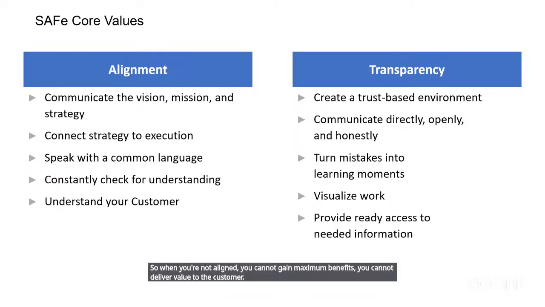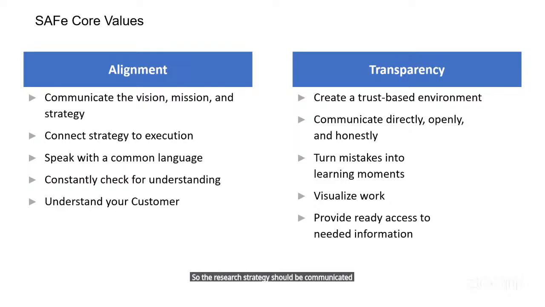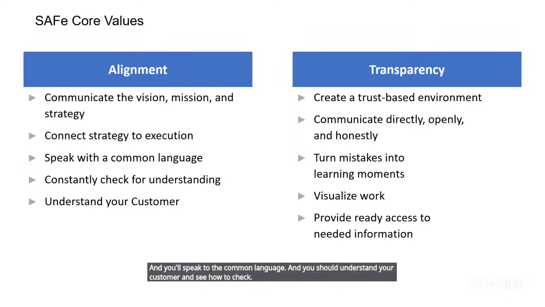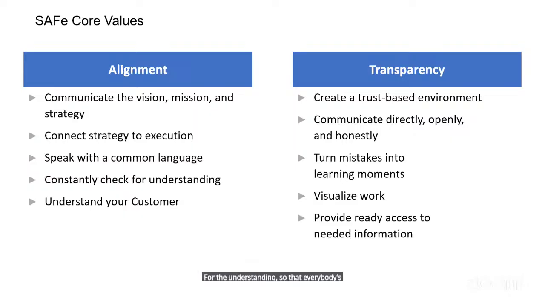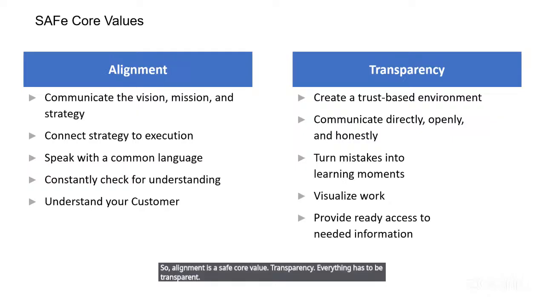So the vision, mission, and strategy should be communicated by the leaders to all the team members. You will have to connect strategy to execution, and you have to speak with a common language. You should understand your customer and check for understanding, so that everybody is aligned. If all of you are in different directions, you cannot deliver anything to the customer. So alignment is a SAFe core value. Transparency: everything has to be transparent. You cannot hide it and do things in different ways. Then people will not know what exactly is happening.